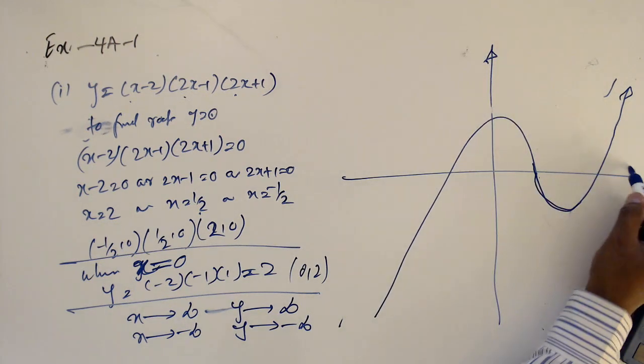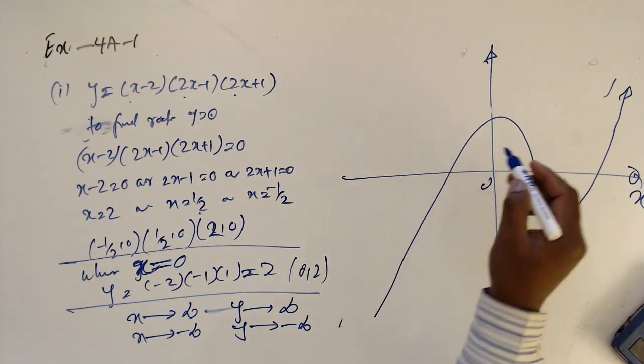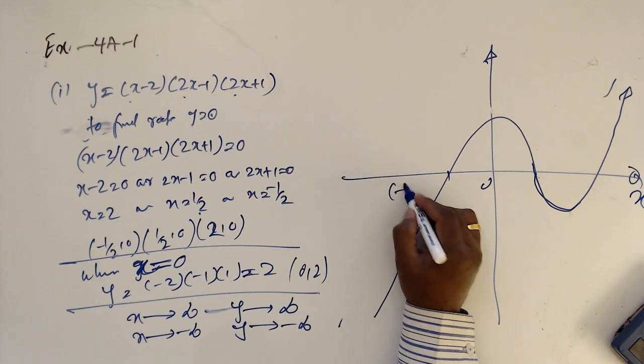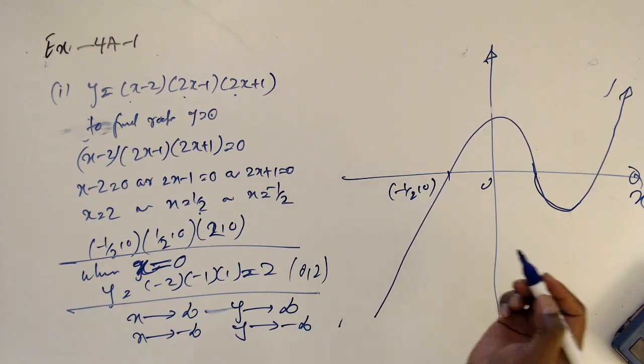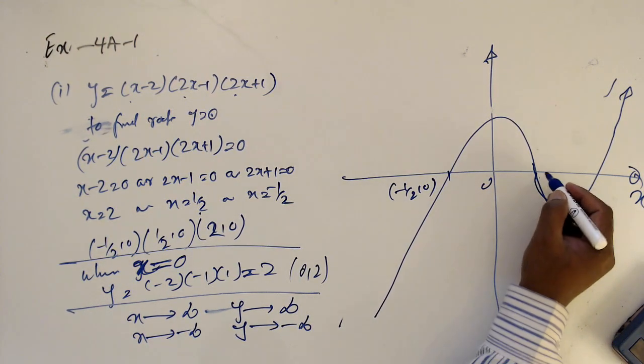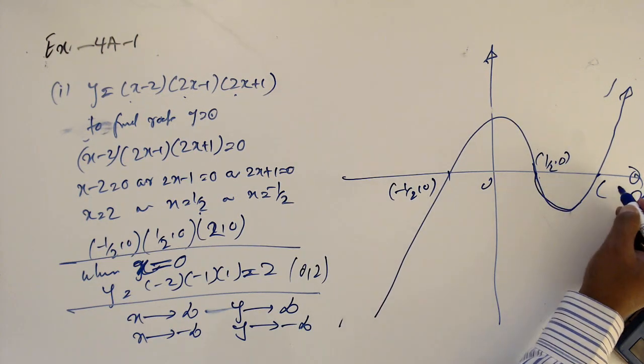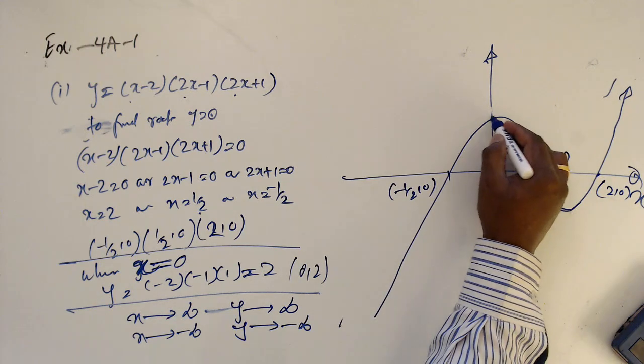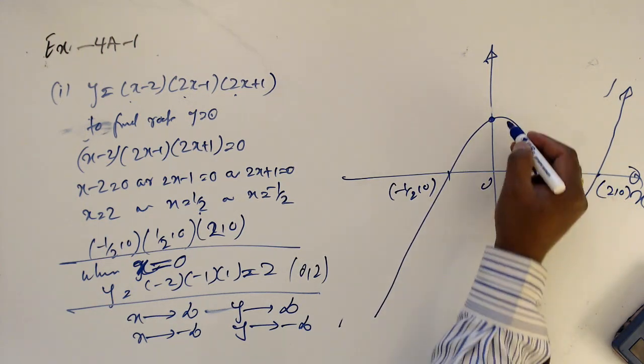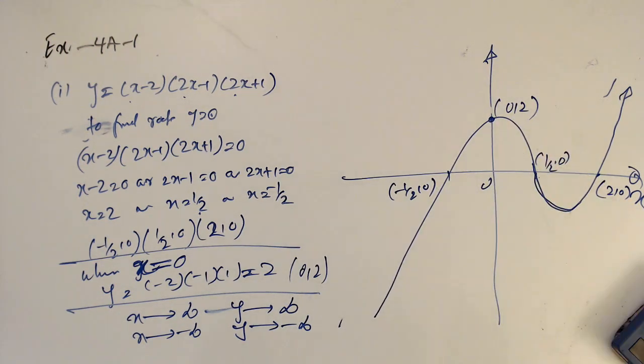This is minus half, 0. This is half, 0. This is 2, 0, and this value is (0, 2).